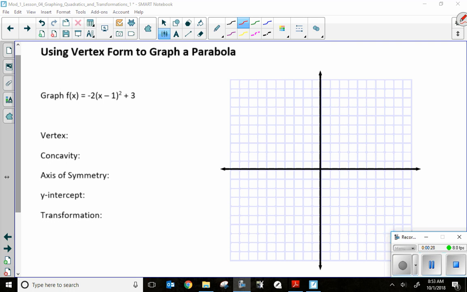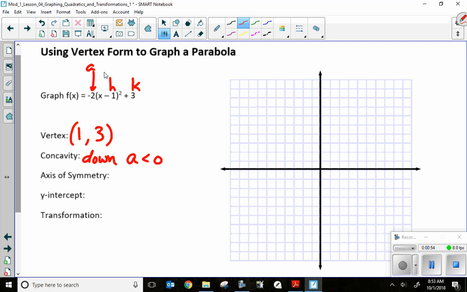We'll start with my vertex. That's H and K. Let's not forget, we always flip the H. So instead of -1, it's +1 and 3. My concavity, which way is my graph or parabola opening, up or down? This one is going to be opening down since my A value is less than 0. That's this number right up front here. That's my A.